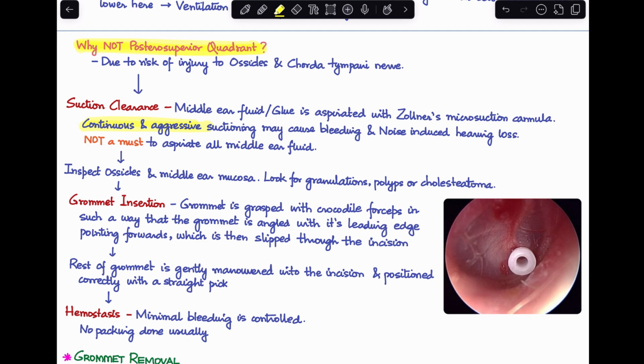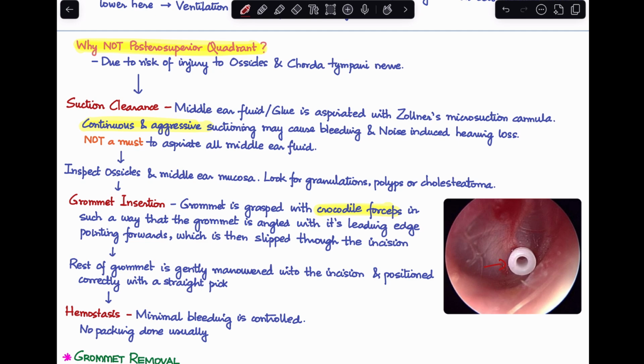Now, how do we do that? The grommet is grasped with a crocodile forceps. You'll see that the crocodile forceps has serrated edges. We grasp it in such a way that the grommet is angled with its leading edge pointing forwards. And then we slowly slip it through the incision that we have made in the tympanic membrane.